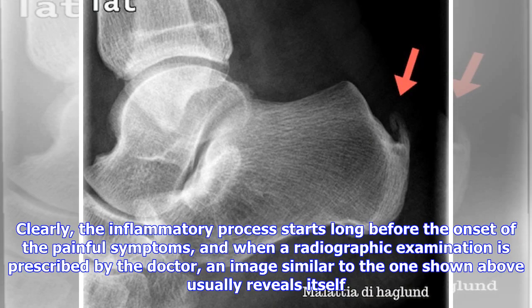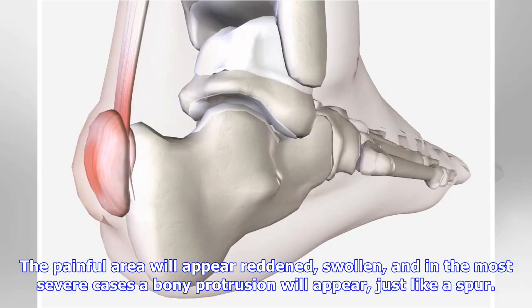Clearly, the inflammatory process starts long before the onset of the painful symptoms, and when a radiographic examination is prescribed by the doctor, an image similar to the one shown above usually reveals itself. The painful area will appear reddened, swollen, and in the most severe cases a bony protrusion will appear, just like a spur.